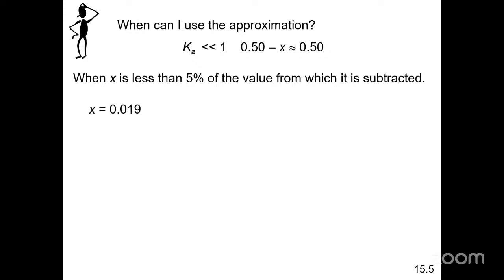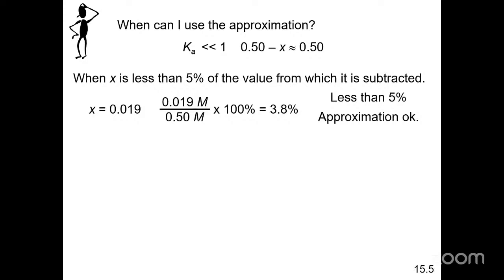Now, in this case, the concentration of the hydronium ion is 0.019, and the concentration of the acid initially was 0.50. So basically, we divide 0.019 by 0.50 times 100%, and we get an answer of 3.8%, which is obviously less than 5%. And because it's less than 5%, the approximation is okay, and therefore the calculated pH would be acceptable. All right?